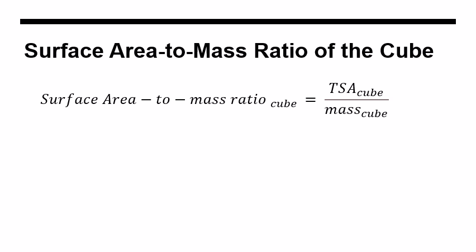We are going to calculate the surface area to mass ratio of the cube. The surface area to mass ratio of the cube is the total surface area of the cube divided by the mass of the cube. Later in this lab, we will calculate the surface area to mass ratio of the bar.